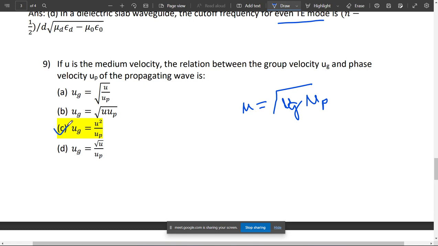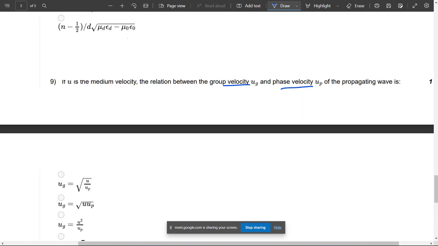Okay, so medium velocity is equal to under root of mu g into mu p. This is the formula you would be knowing. So we can shift it and we will get this value. Okay, do you have any doubt? No, clear, madam, this one.